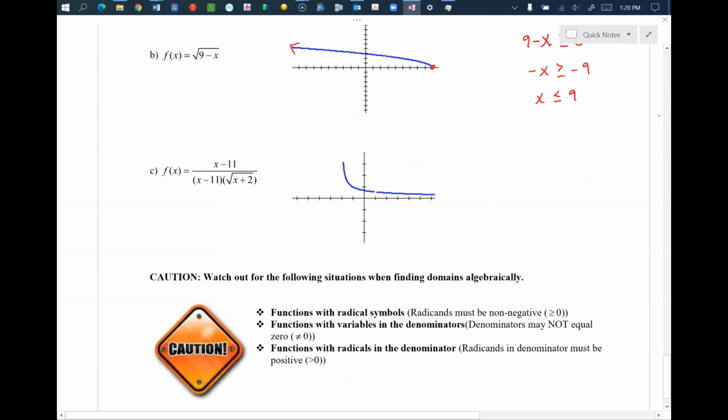All right, last one here. Before we start though, I want to point out to you that there's a mistake in my notes, and this x minus 11 should be an x minus 1, and this x minus 11 should be an x minus 1. I will fix that in the notes that I post.